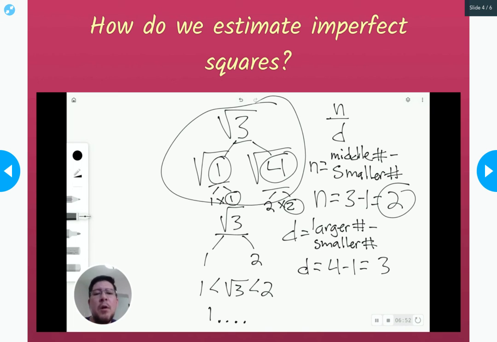In other words, the square root of 3 is about 1 and 2/3. Now, some of you guys can figure out that if I take 2/3 and convert it to a decimal, that gives me 0.6 repeating. So roughly, the square root of 3 is equal to about 1.6 repeating.